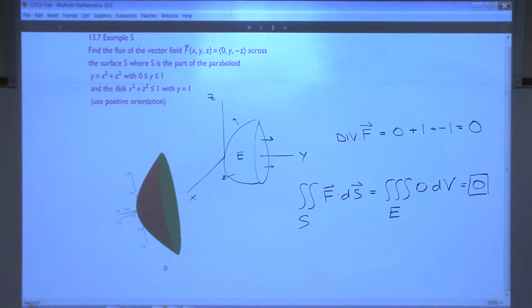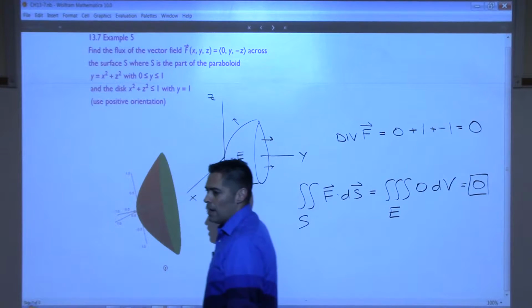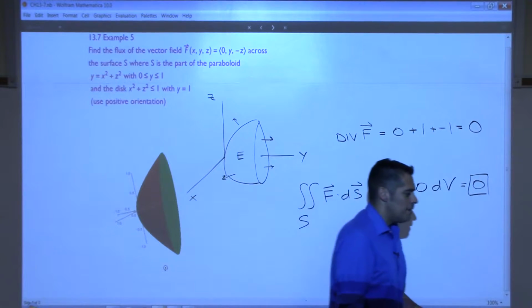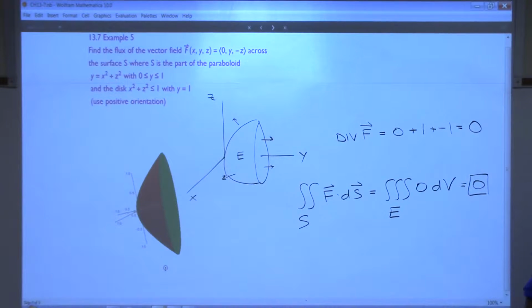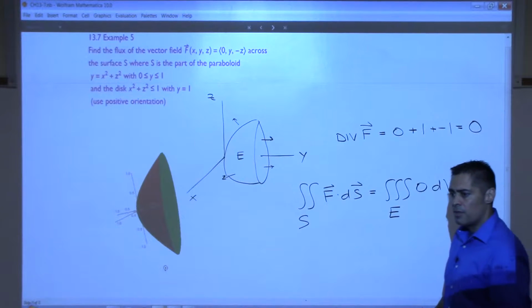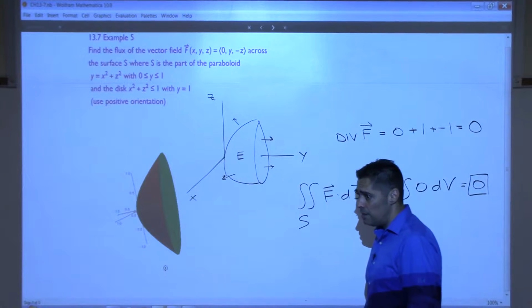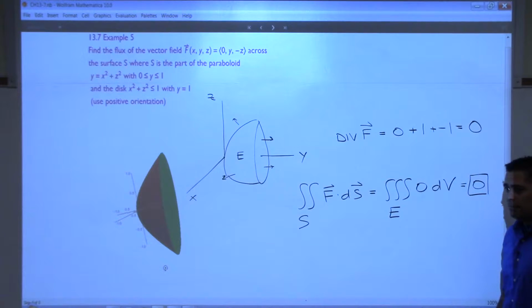Yes? On the final, are you going to do it that way or make it confusing? That's a great question. The question was, on the final, am I going to tell you which way to do it? Here's what I'm going to do. On the flux problem, I'm going to do a flux over a surface that does not enclose a solid, so you can't use the divergence theorem.